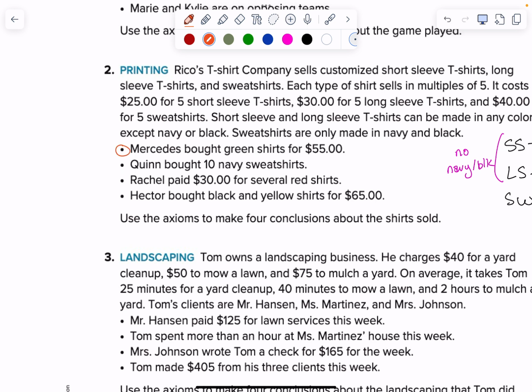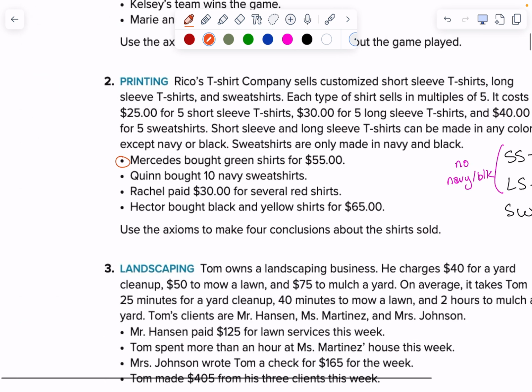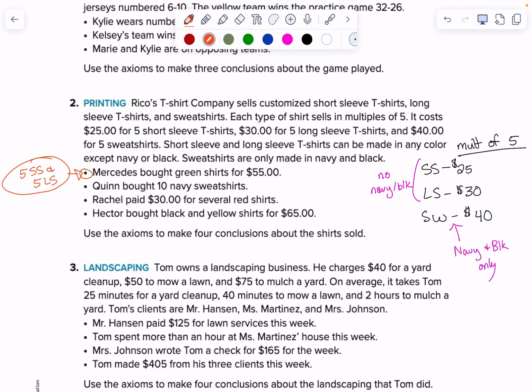So bullet point number 1 says Mercedes bought green shirts for $55. He bought an order of long sleeve and an order of short sleeve, and 25 plus 30 is 55. Does that make sense? Yep. So 5 short sleeve and 5 long sleeve. That's a conclusion that we can make about that first bullet point. See how that works? Because that adds up to be 55, right? And we know it has to be 5 of each order because you can only buy a multiple of 5.